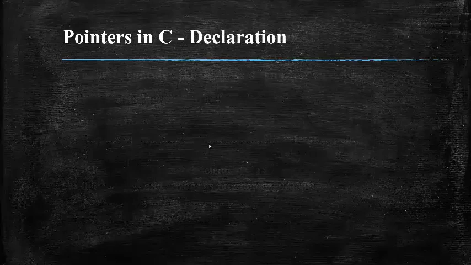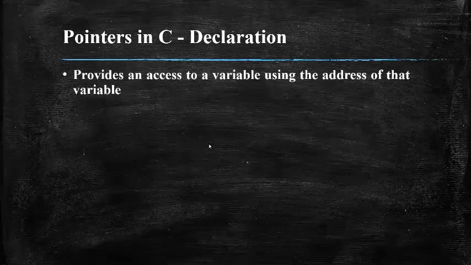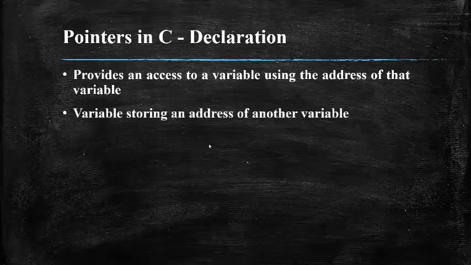Next we'll see how you can declare a pointer variable. Basically, a pointer provides the feasibility to a variable by using the address of another variable. Let's say you have a variable that can store the address of another variable. That is basically the definition of a pointer. A pointer variable will store the address of another variable.